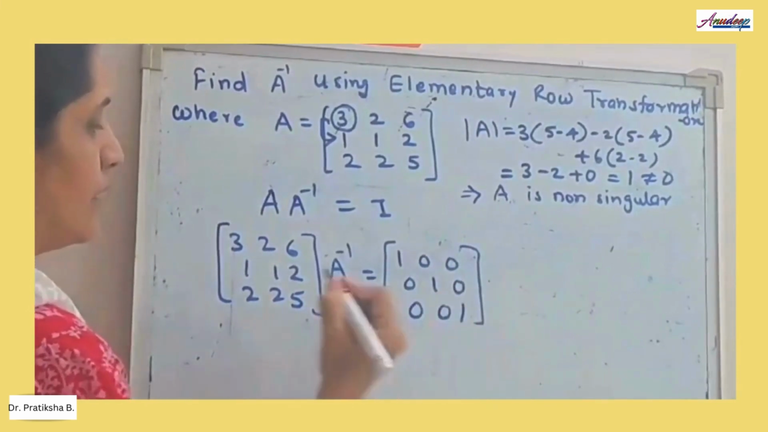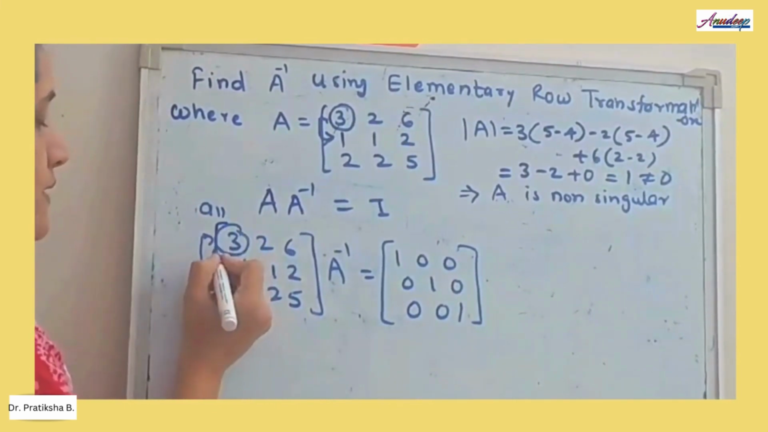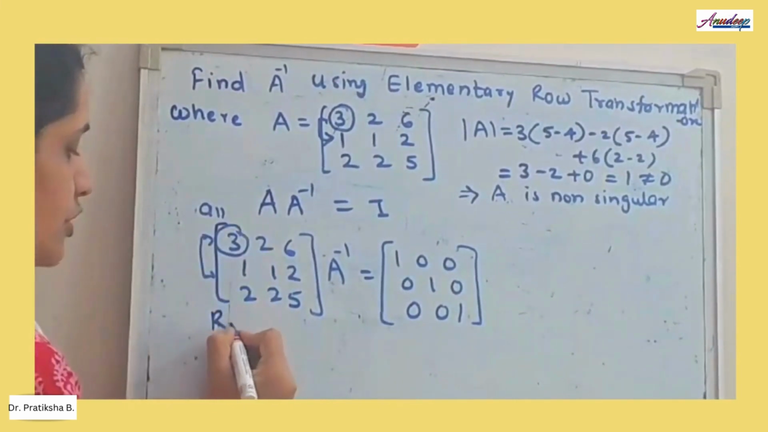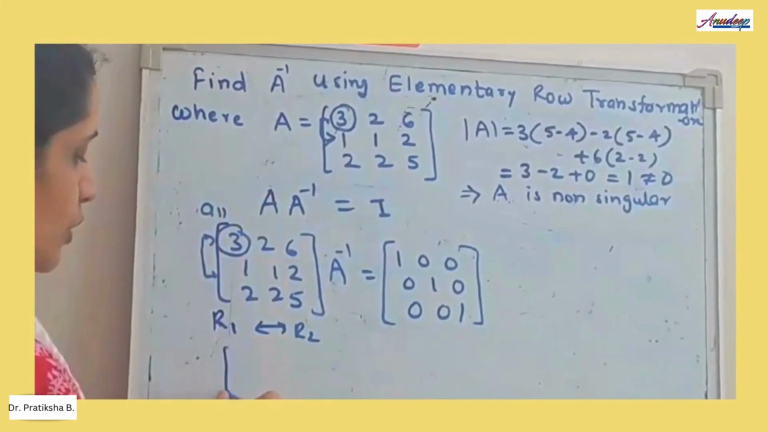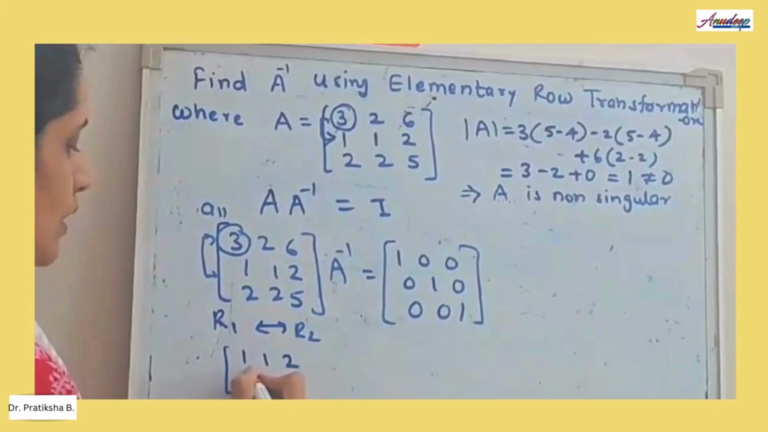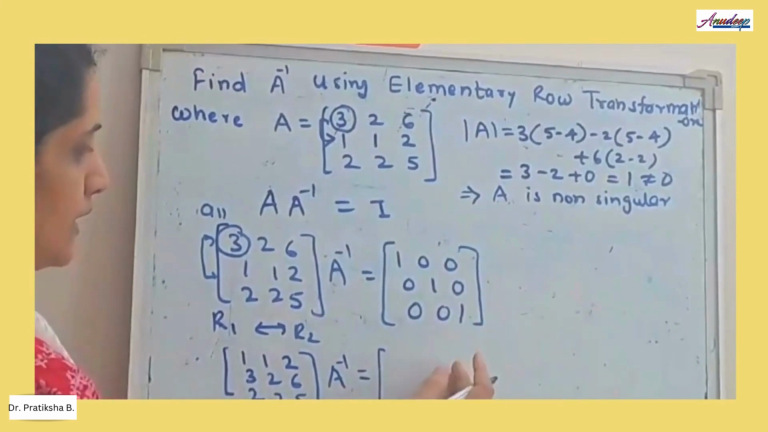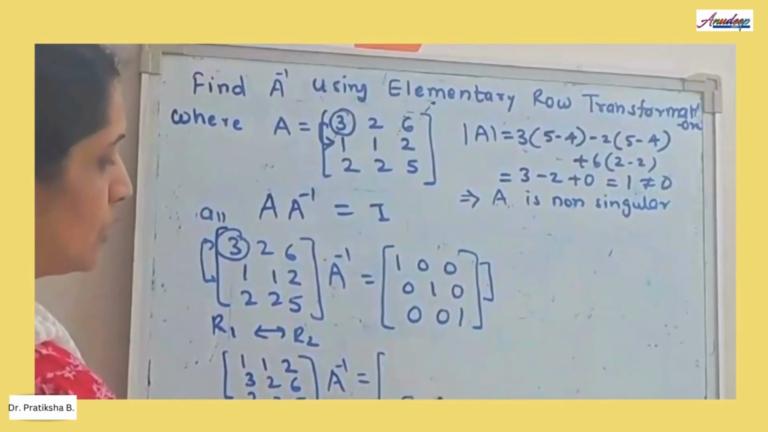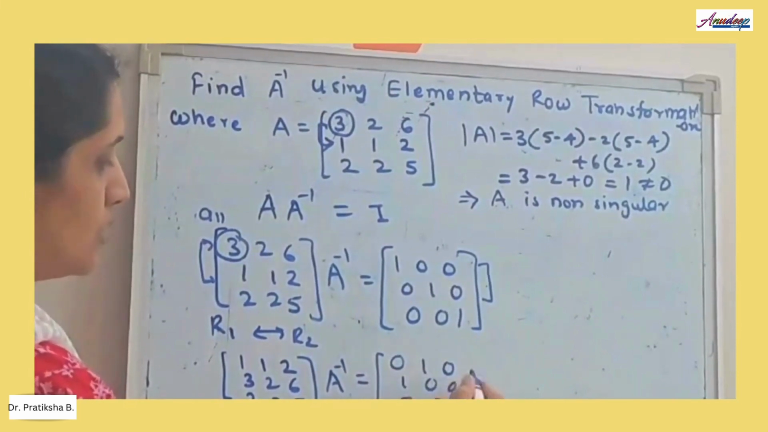Now what I observe, if I want to get the element at position A11 equal to 1, I can just swap R1 and R2. So if I interchange the rows R1 and R2, I'll be getting A11 reduced to 1. So let's perform that operation first. So it will be [1, 1, 2; 3, 2, 6; 2, 2, 5]. Similarly, the same operation we have to perform on the right hand side. So we are going to swap these two rows. Row 3 remains intact: [0, 1, 0; 1, 0, 0].